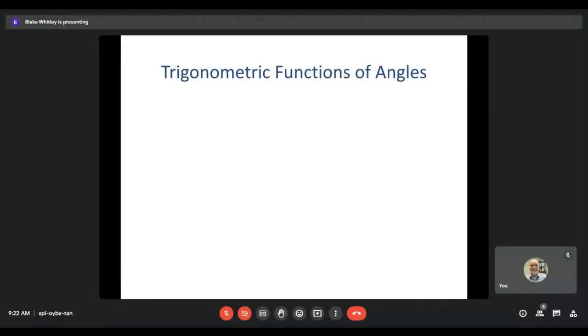Welcome back. This is section 6.3, trigonometric functions of angles. What we're going to look at in this section is, what if we have angles that are larger than the 30 degree, 60 degree, and 45 degree angles that we looked at in the previous section? How do we find those trig values of angles that are larger than that?